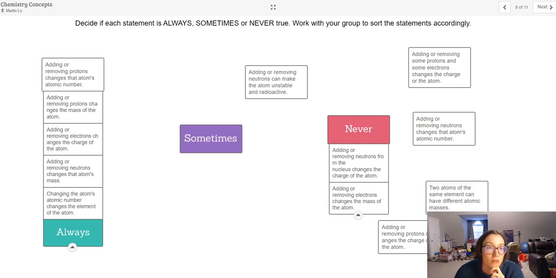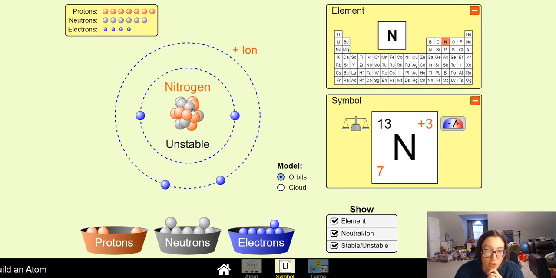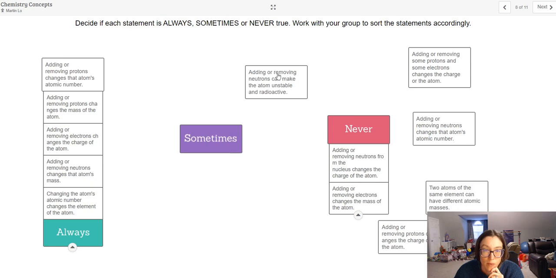Let's see. Let's go to build an atom, and we're going to click this, stable or unstable. This is unstable, right? And so sometimes if we add or remove neutrons, sometimes it makes it stable and sometimes it doesn't. So this is going to be like a sometimes one. Also the same with protons. If we change the ratio of the protons to the neutrons, that affects the element's stability. So that's going to be a sometimes.